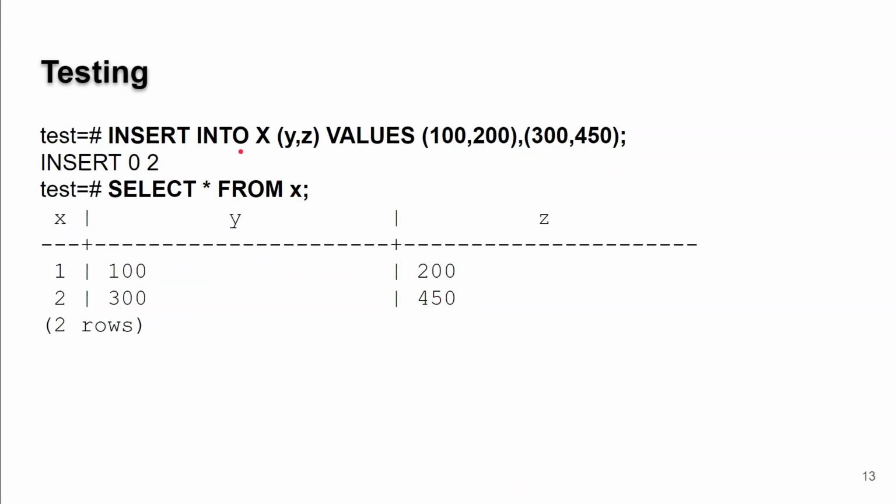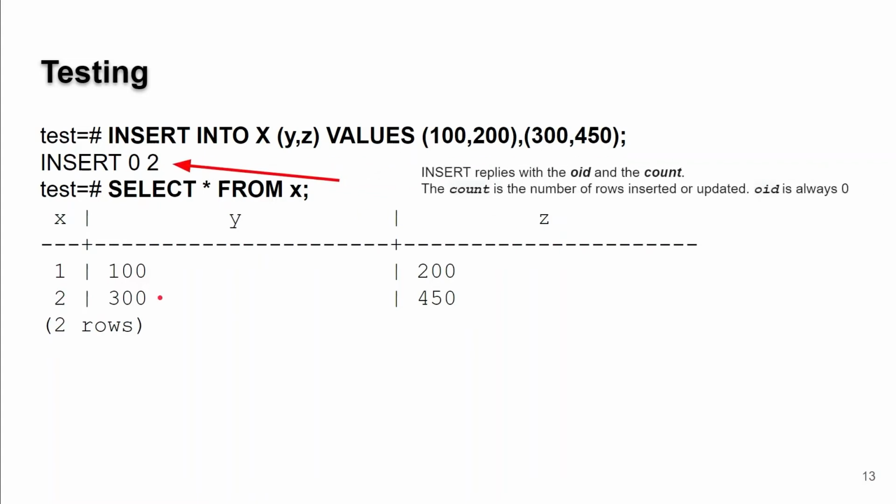Now, if we insert into X some values, notice I'm specifying just the 2 character columns values here. It comes back and inputs that information, but you notice that the X column that we did not specify for table X is auto-incremented from 1 to 2.